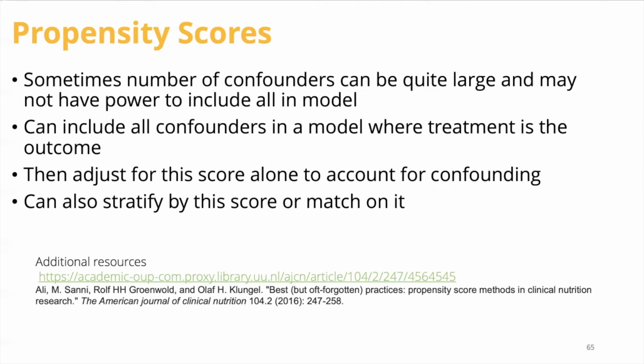So in order to deal with that, we talked about potentially using a propensity score to account for this issue. So essentially, all you do in a propensity score is include all your confounders of interest in a model where the treatment is the outcome, and then you adjust for this score in your model alone in order to account for confounding. You can also stratify by the score or match on it. And if you're really interested in learning more about this, you can look at this paper here. But just know a propensity score is an overall score that you adjust, stratify, or match on in order to adjust for a large number of confounders.